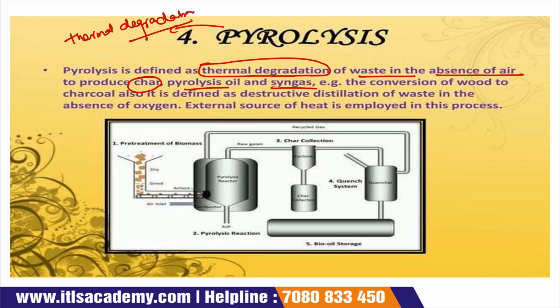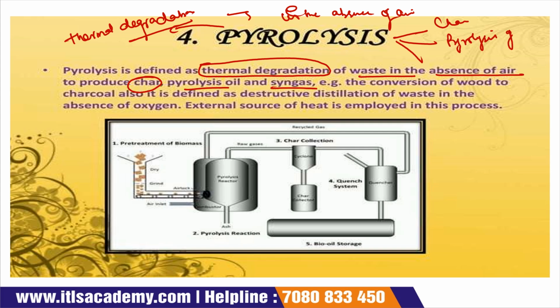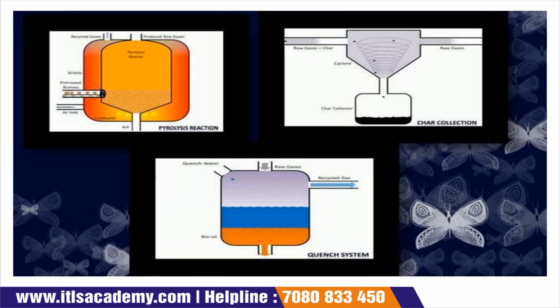This thermal degradation can occur in the absence of air, which results in the production of three things. One is char, second is pyrolysis gases, and the last one is syngas. For example, conversion of wood to charcoal, and it is defined as a destructive distillation of the waste in the absence of oxygen. External sources of heat are employed in this process. See, this is the pyrolysis diagram.